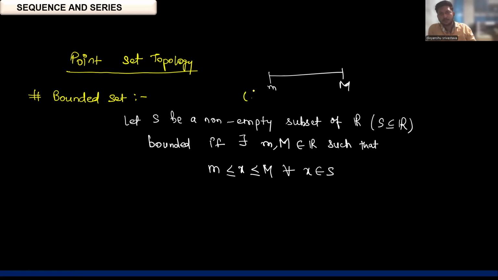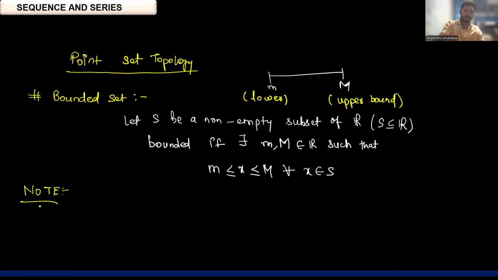Maybe it may be like this. You say that small m is the lower bound and capital M is the upper bound. So in this case, I have some notes about bounded sets. First, there are two or three things here.